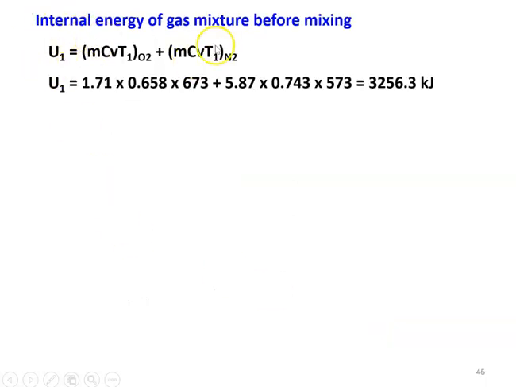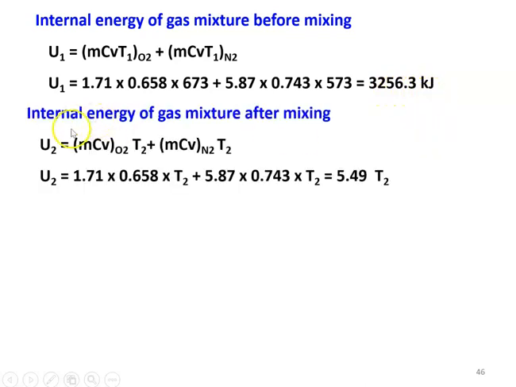Then internal energy of the gaseous mixture before mixing. So, U1 equal to m Cv T1 of O2 plus m Cv T1 of N2. So, 1.71 into 0.658 into 673 plus 5.87 into 0.743 into 573 equal to 2256.3 kilojoules.